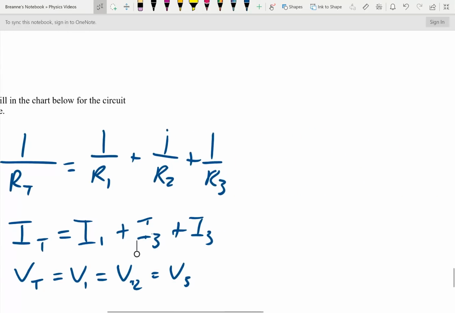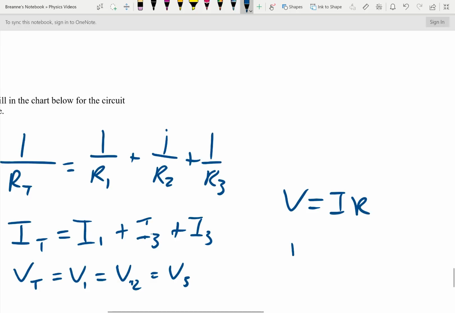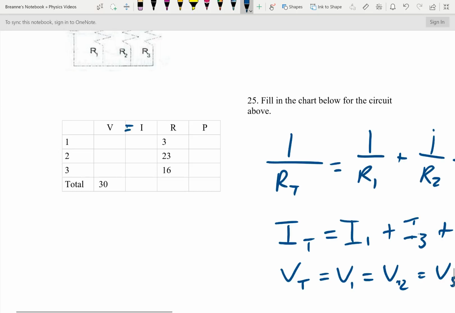And you still have your V, I, R, P going on. So we can make these equal to each other, and don't forget that P is V times I. Now, remember, your voltage is the same. So we can go ahead and put 30 all the way up.